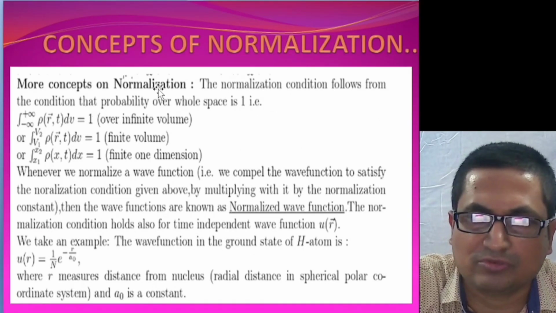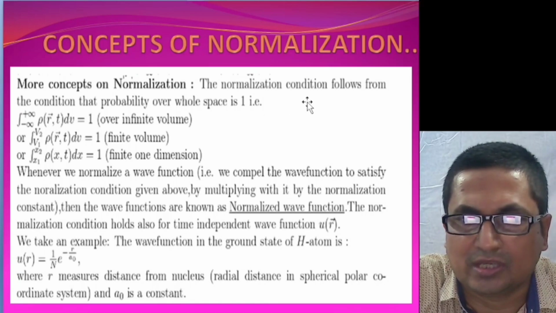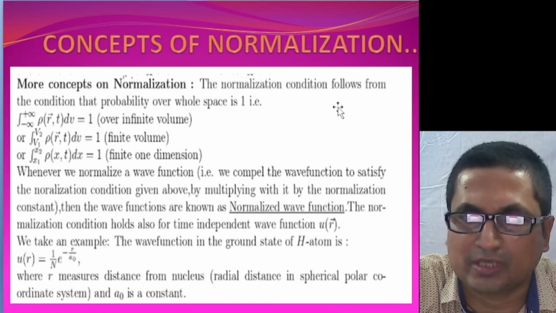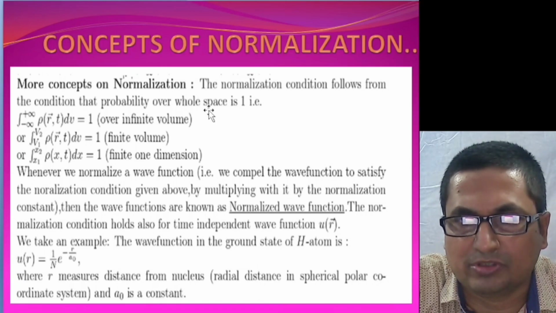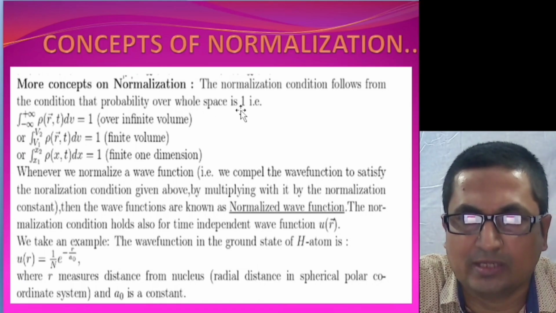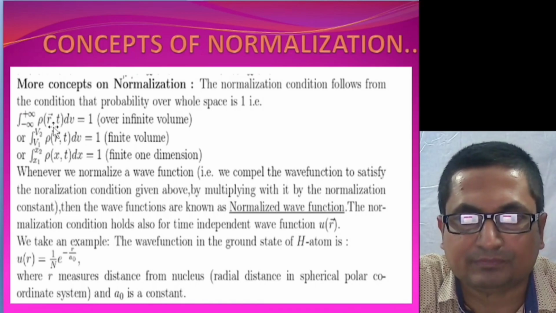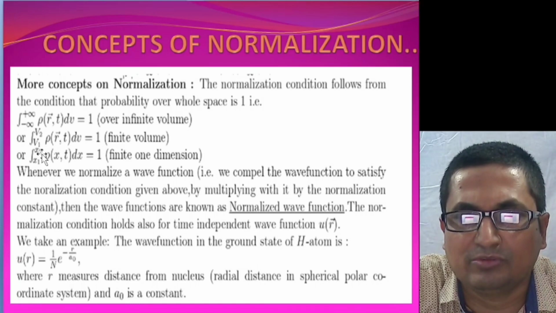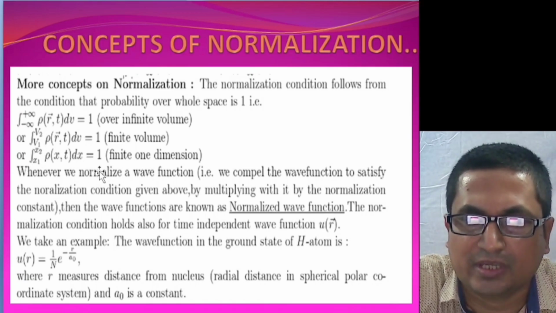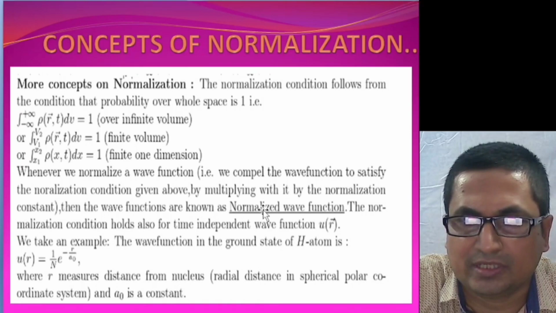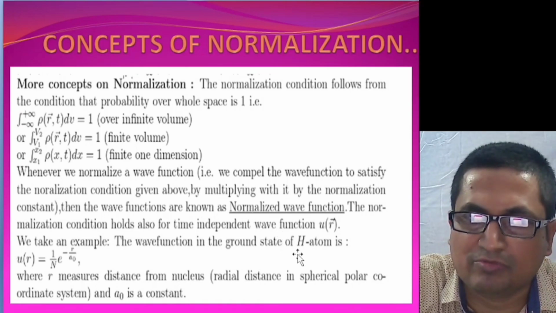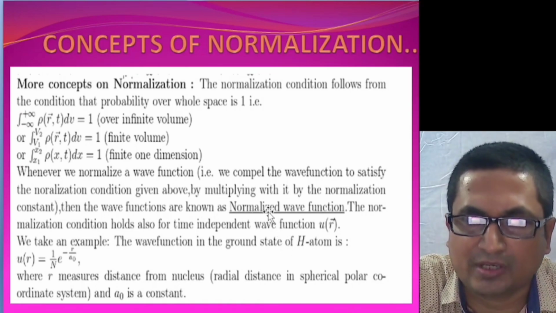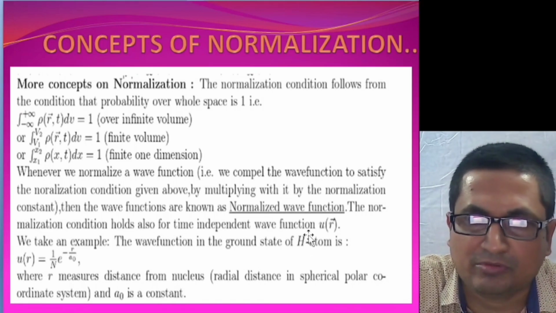This is some more concepts of normalization, and as we said earlier, the normalization condition is there because the probability is always finite and is equal to 1. This is for an infinite volume of space, this is for a finite volume of space V1 and V2, and this is for one dimension which is finite. For infinite dimension it will be minus infinity to plus infinity. And we can understand now that we have to normalize the wave function to make the probability finite and maximum equal to 1.